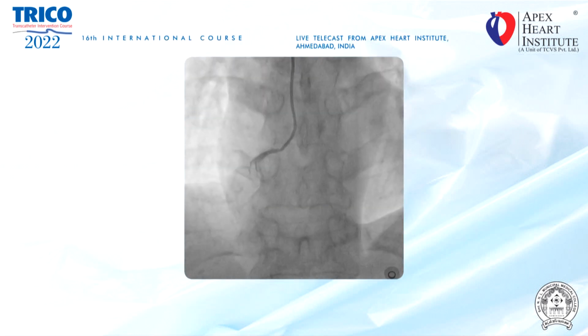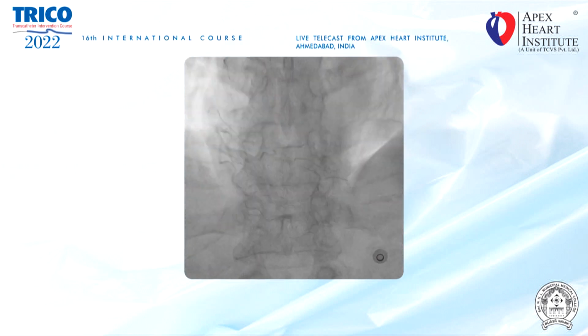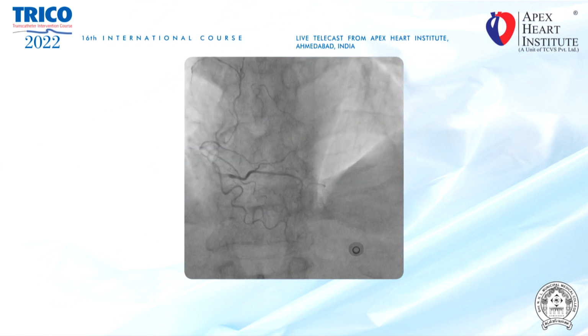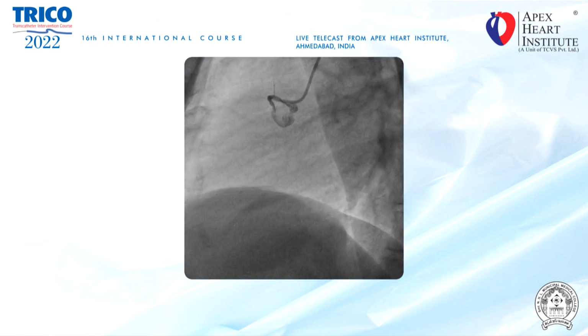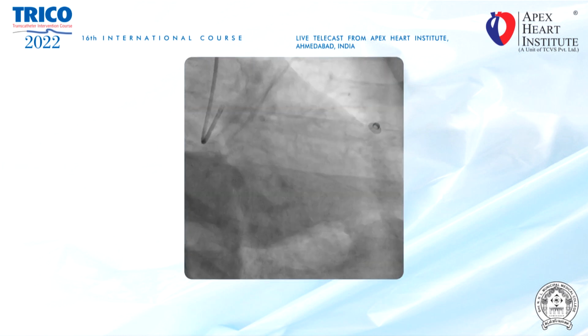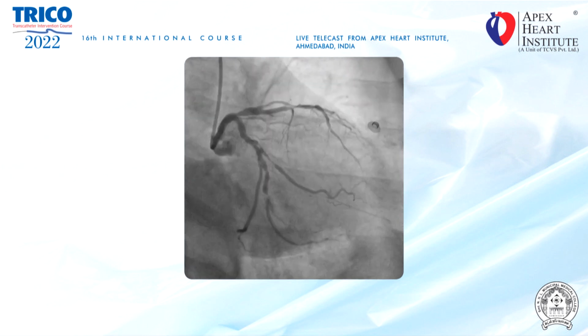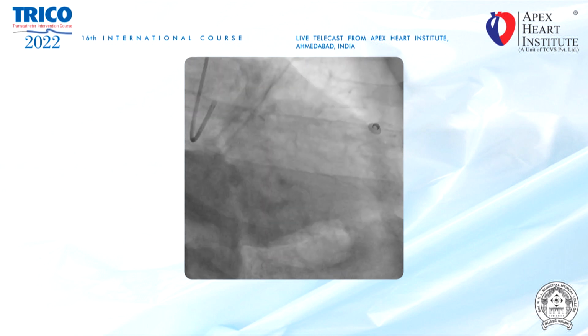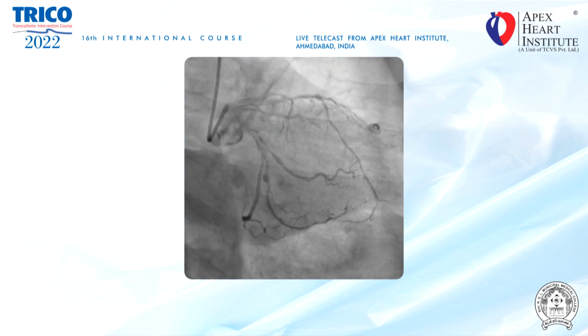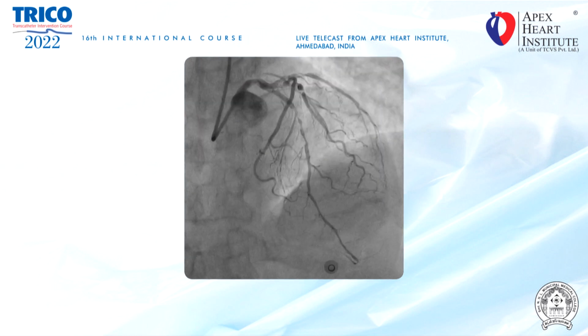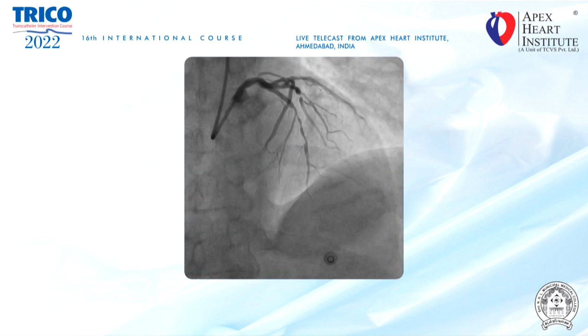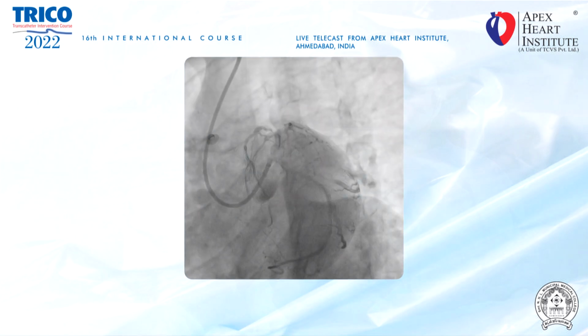Thank you. These are the angiographic images. This is the right. This is the left main bifurcation and first and second major OMs showing proximal lesions. And this is the mid LAD lesion. Over to the cath lab.